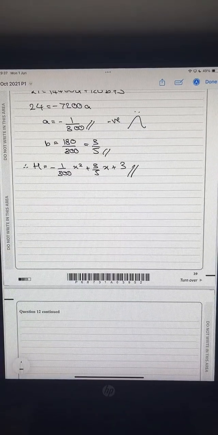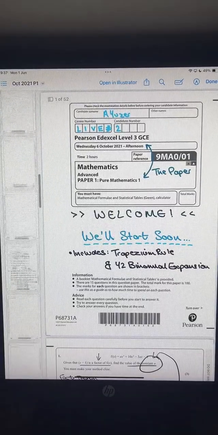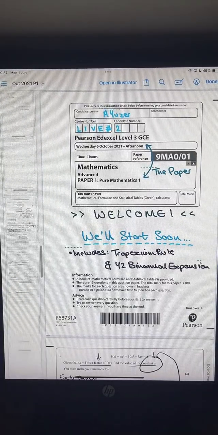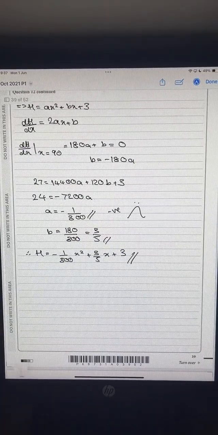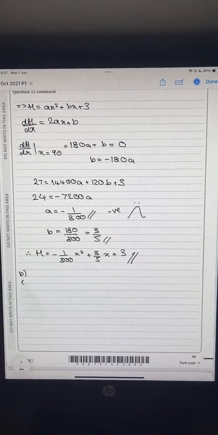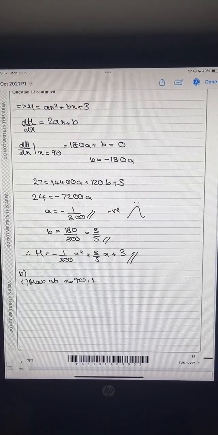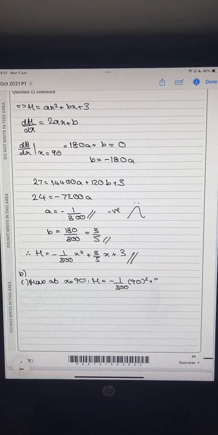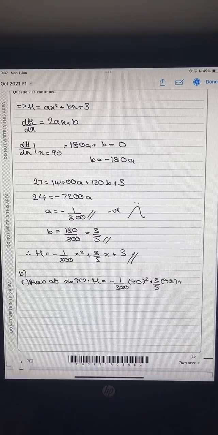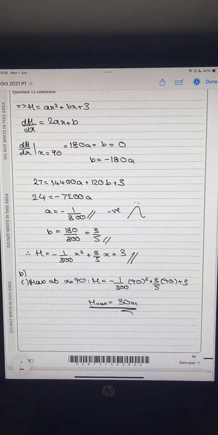Okay, so for part B, we know that it's going to rub out again. It always does this. Good thing I didn't actually write anything. So for part B, the maximum is at x equals 90. So h is equal to minus 1 over 300 times 90 squared plus 3/5 of 90 plus 3. Put that into my calculator, and h max is equal to 30 meters. No rounding needed. Nice.